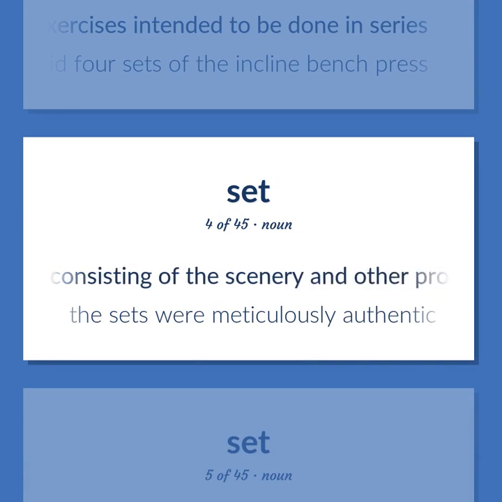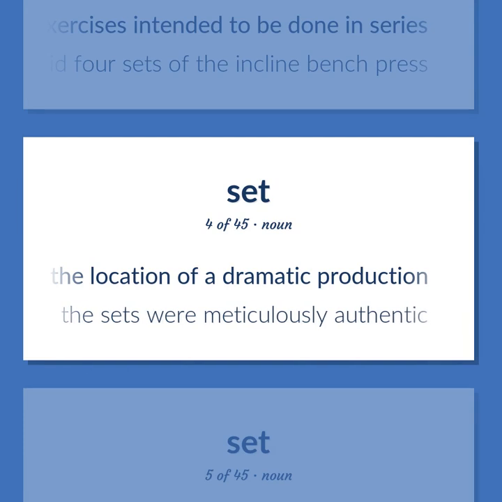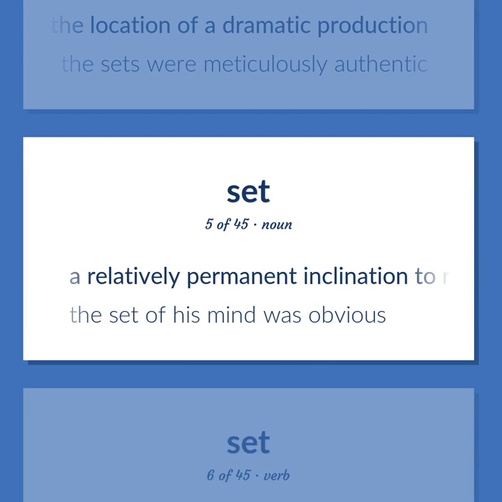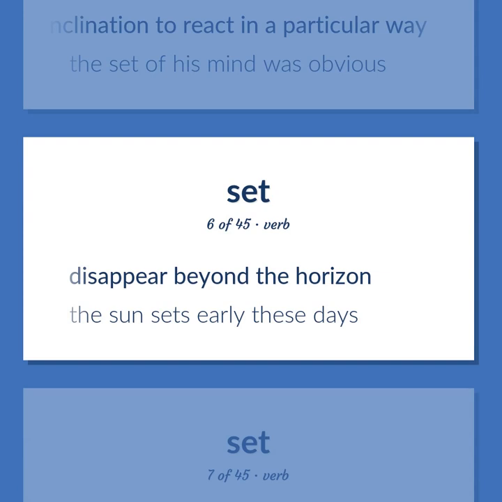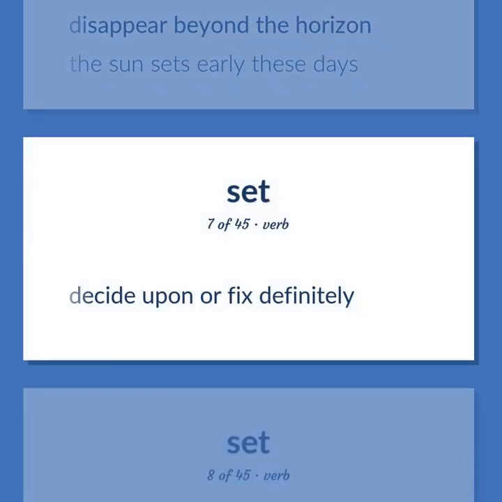Representation consisting of the scenery and other properties used to identify the location of a dramatic production. The sets were meticulously authentic. A relatively permanent inclination to react in a particular way. The set of his mind was obvious. Disappear beyond the horizon. The sun sets early these days. Decide upon or fix definitely.